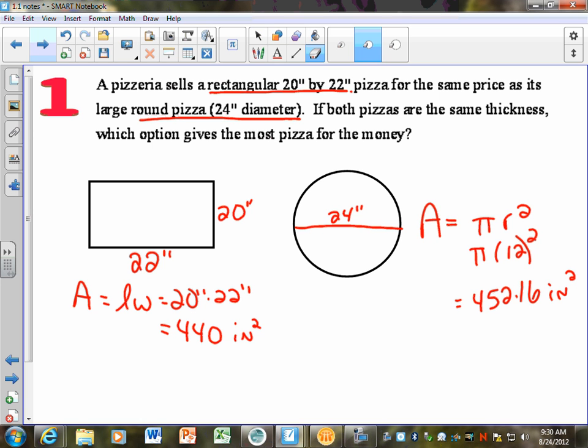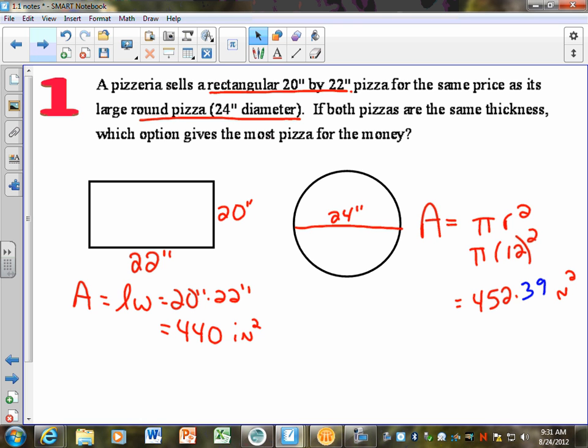Sorry, say that again, Logan, I wasn't listening. I got 452.39 when I used my pi button. Did you get that? I think maybe I just used 3.14. Yeah, if you just use 3.14, then you get 452.16. Whatever, either way, it's still more pizza. Do you agree with that?